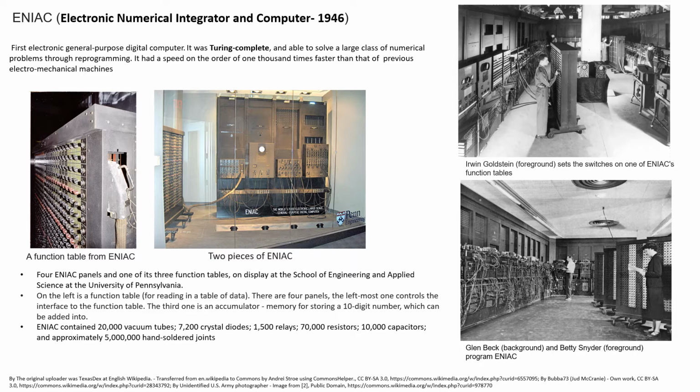On the top right and below are the engineers working on ENIAC. One of the engineers, Edwin Goldstein, is shown to set the switches on ENIAC's function table, and in the background, other engineers, Glenn Beck and Betty Sindner, are shown working to program the ENIAC. The huge machine harbored 20,000 vacuum tubes, 7,200 crystal diodes, 1,500 relays, 70,000 resistors, 10,000 capacitors, and approximately 5 million hand-soldered joints.